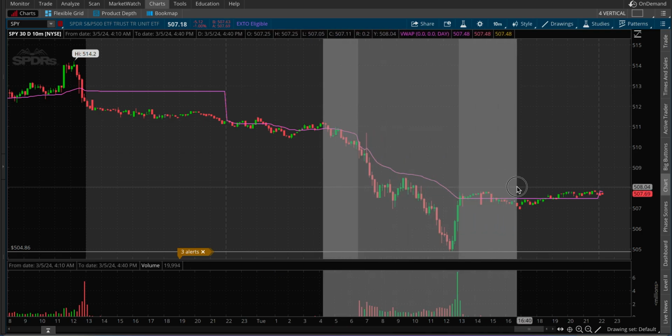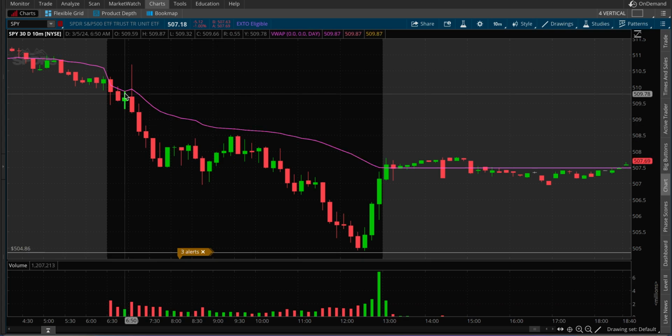And let me zoom in a little bit closer so we can see what's going on here. You can see this price action is basically volume weighted average price acting as a resistance. The stock comes down, chops around here, but it never crosses back above. It acts as a resistance, consolidates.